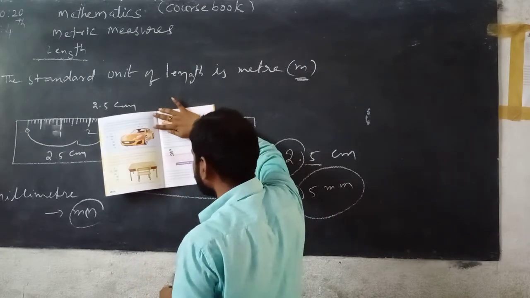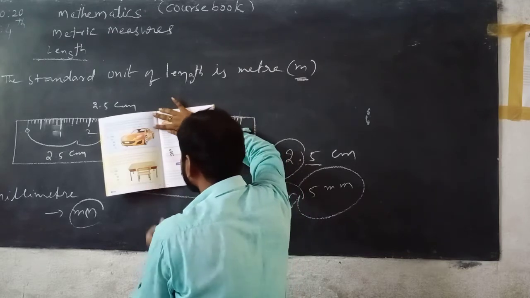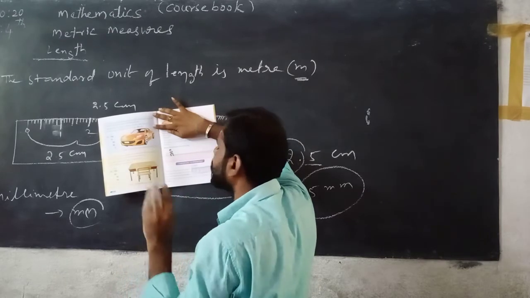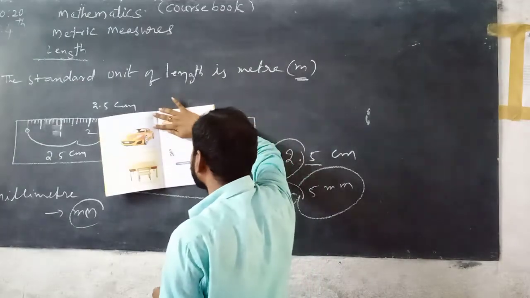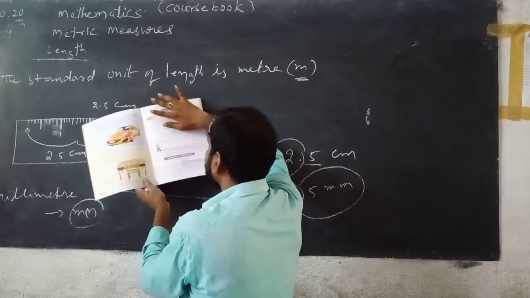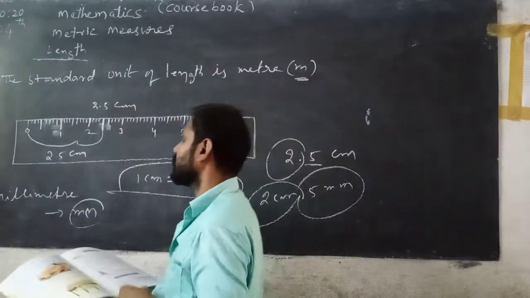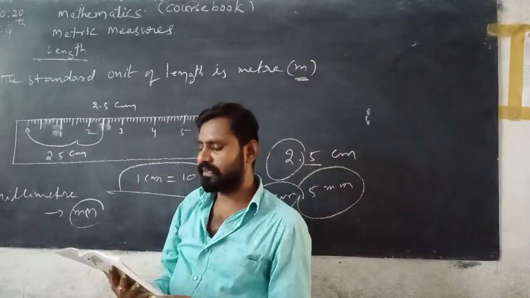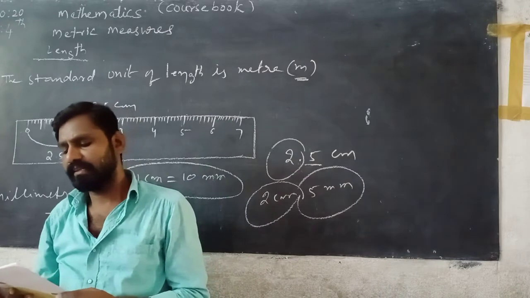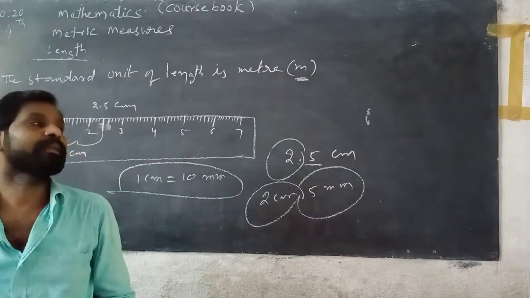Now next, the space between any two numbers on the centimeter scale is divided into 10 equal parts. 10 equal parts means 10 equal divisions. Each part is equal to 1 millimeter. So millimeter is smaller than centimeter. Hence it is used to measure very small lengths. For example, the length of an eraser, the length of an ant, the width of a finger, etc. are measured in millimeters.